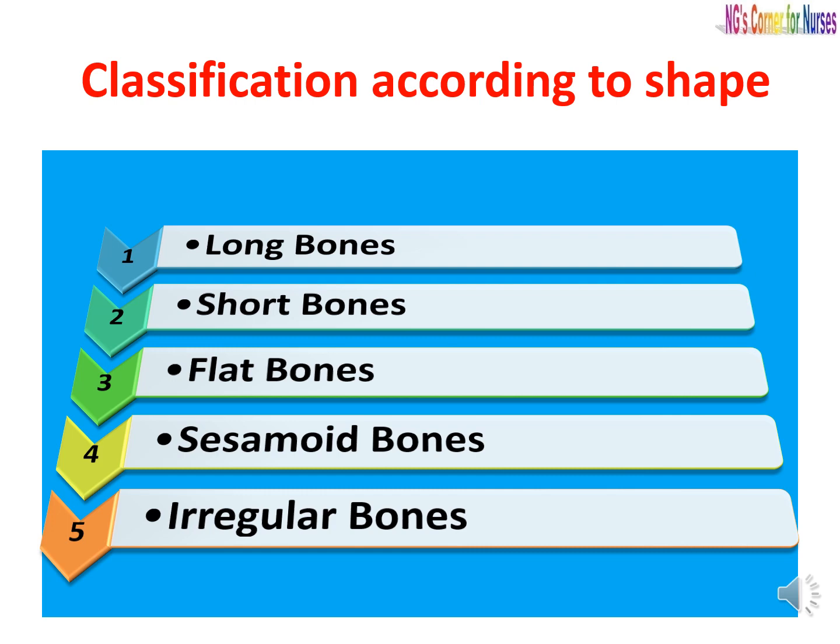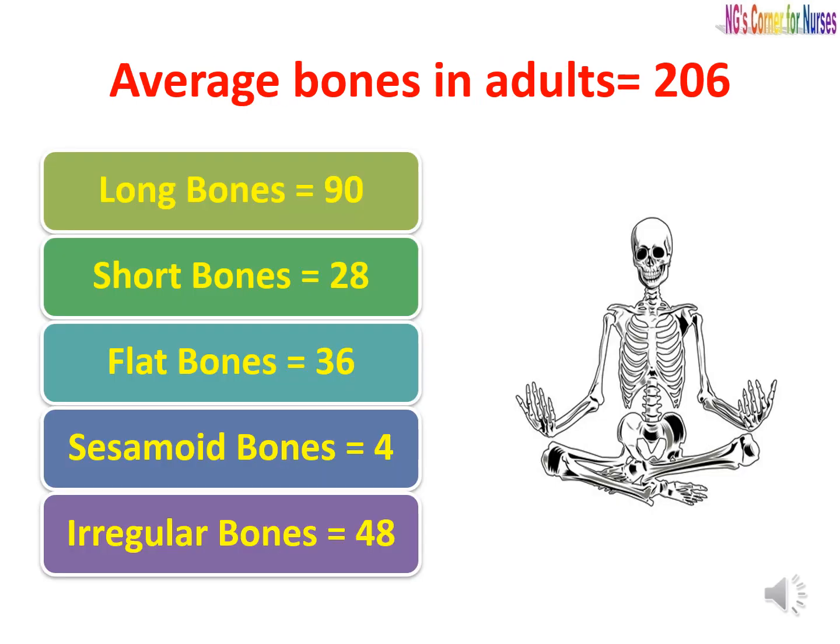According to shape, we can classify the bones like long bones, short bones, flat bones, sesamoid bones and irregular bones. In an adult human being, the average number of bones is 206. And as per classification, we can distribute the bones like this: long bones 90, short bones 28, flat bones 36, sesamoid bones 4 and irregular bones 48. And the summation of these numbers comes to 206.